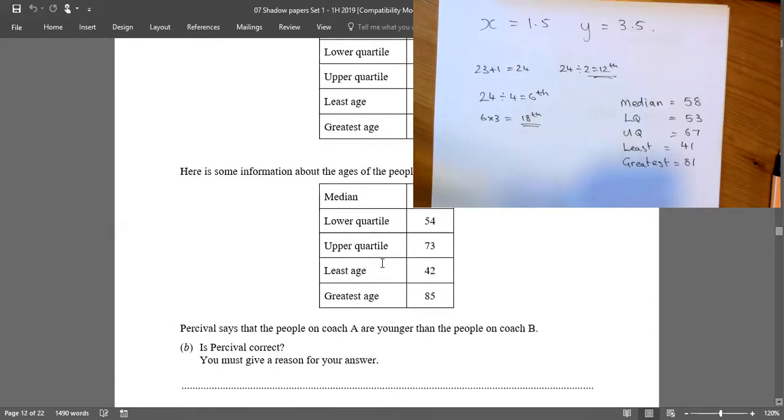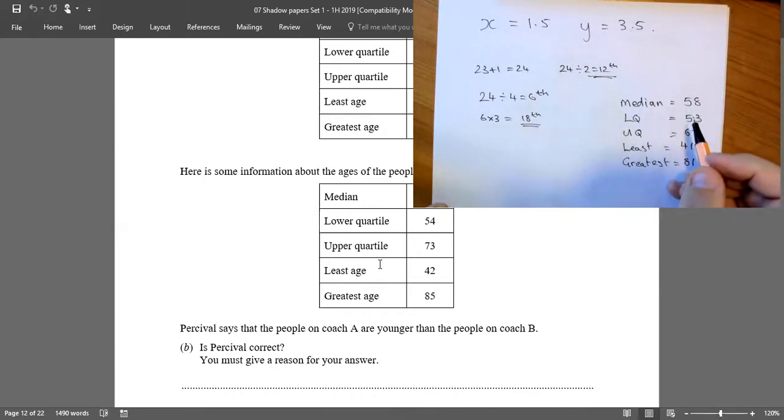So it says the data for coach B. Percival says that the people on coach A are younger than the people on coach B. Is Percival correct? You must give a reason for your answer. Well, when I look at the medians, the median for coach A is 58 compared to a median of 70. That would imply to me that the middle value is lower for coach A. So you could say yes, as the median for coach A is lower.